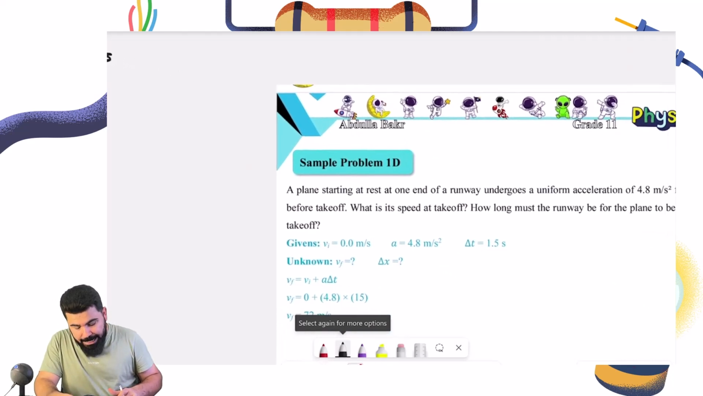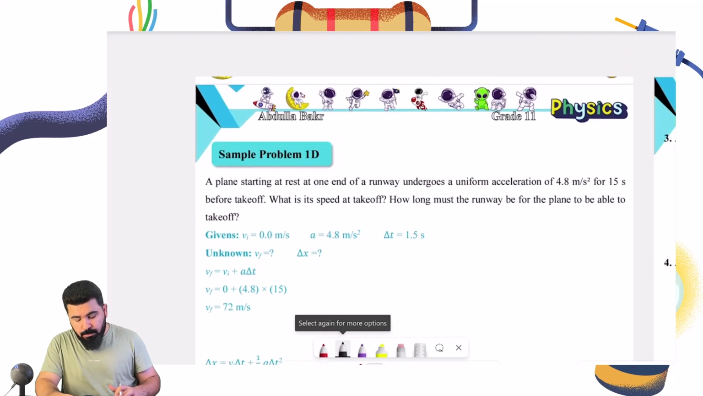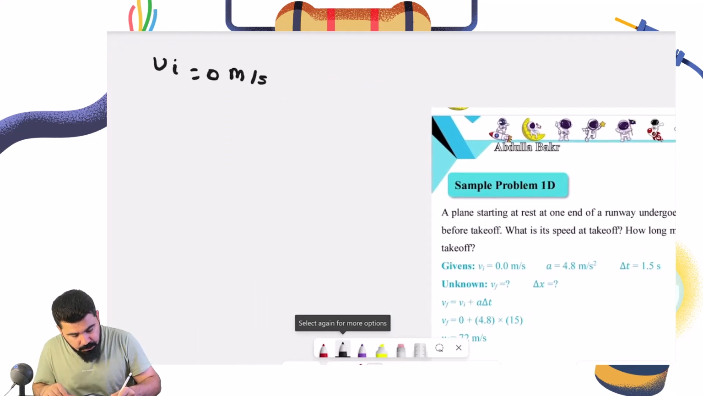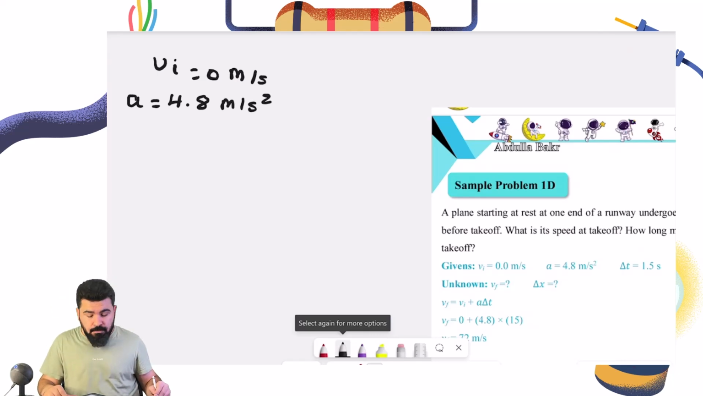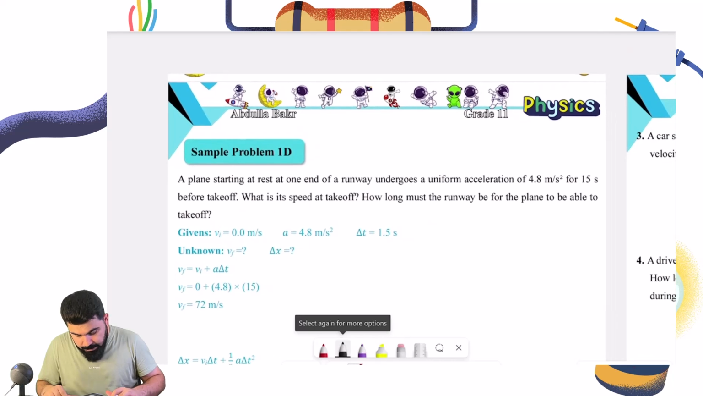Okay, at one end of a runway undergoes a uniform acceleration of 4.8 meter per second squared. Okay, acceleration is equal to what? 4.8 meter per second squared. For about how much? For about how long, sorry? For about 15 seconds. Okay.